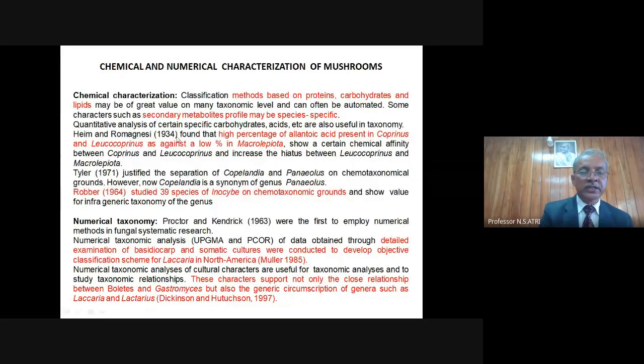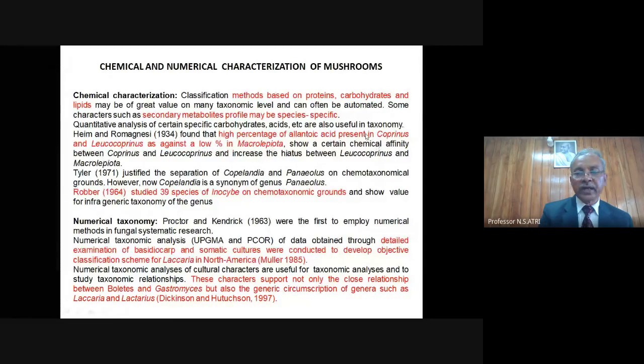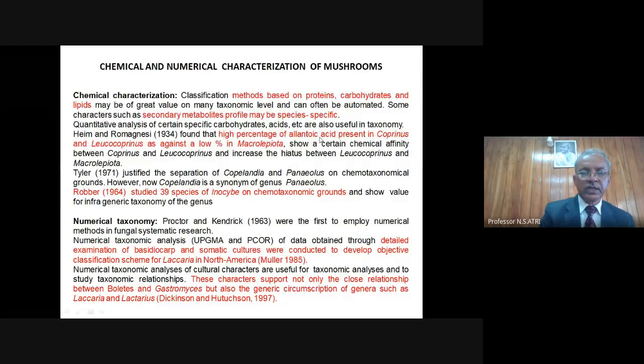Heim and Romagnesi found that a high percentage of allantoic acid present in Coprinus and Leucocoprinus, as against the low percentage in Macrolepiota, shows certain chemical affinity. So you can show some affinity on the basis of presence of such chemicals between Coprinus and Leucocoprinus, and increase the hiatus between Leucocoprinus and Macrolepiota. They belong to altogether different classes.